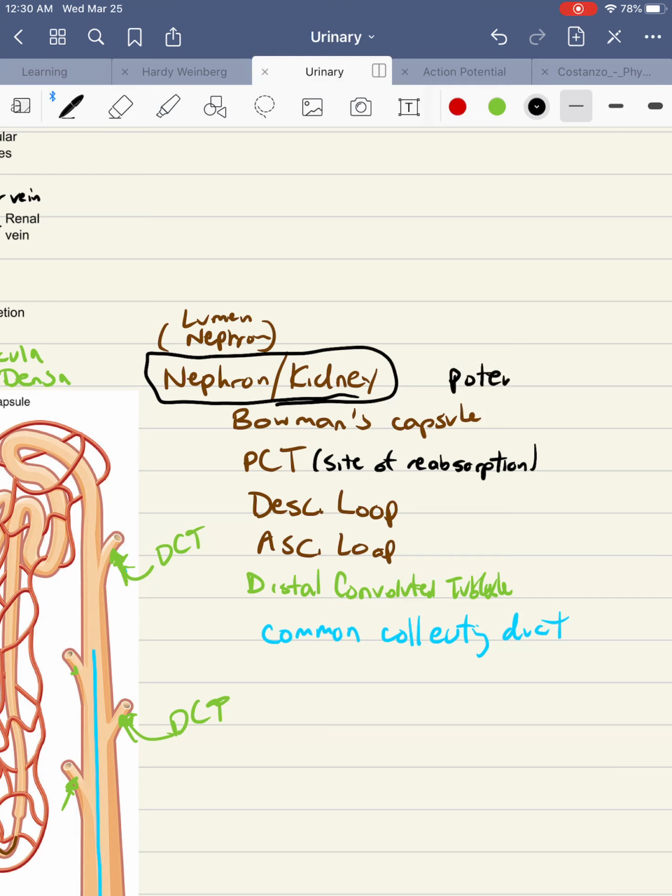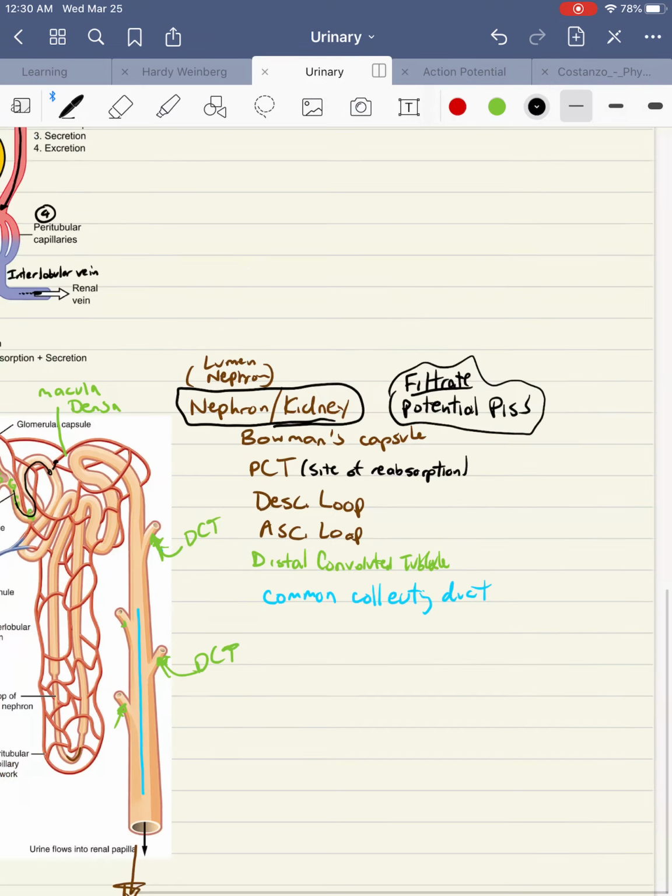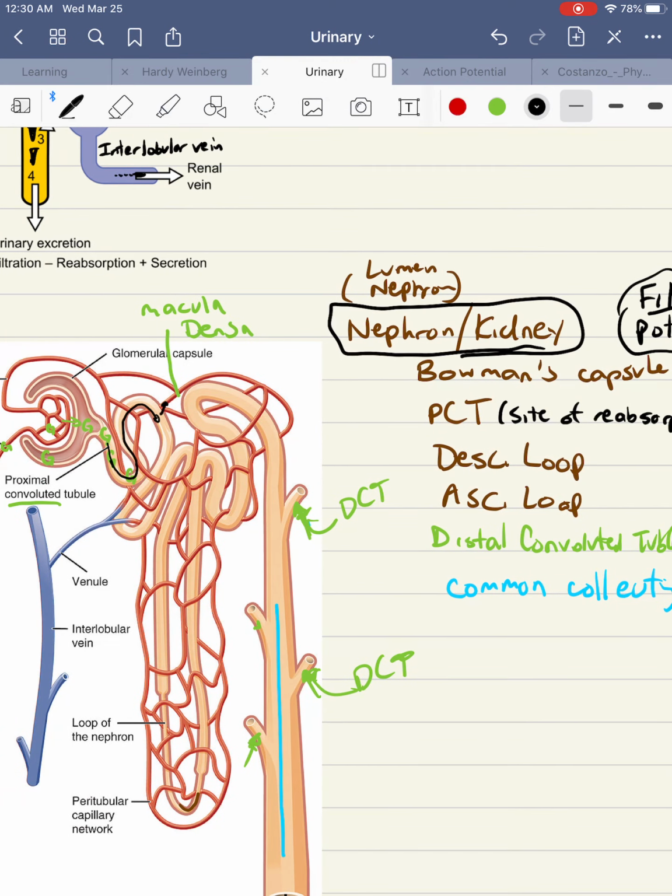If you stay in the nephron and you don't go back into the bloodstream, you will end up as potential piss, right? That's also called filtrate. There's a special name for that. That's called filtrate, potential piss, right? Anything that's riding in this tubule is called filtrate. There's a name for that.